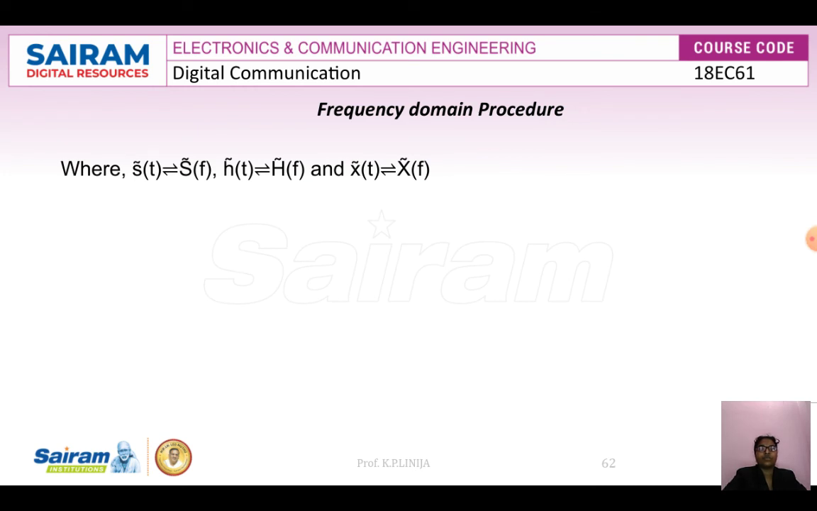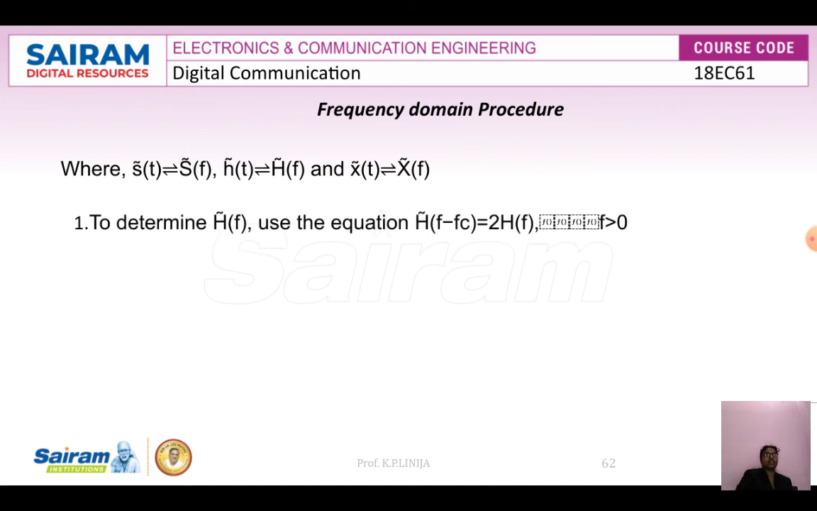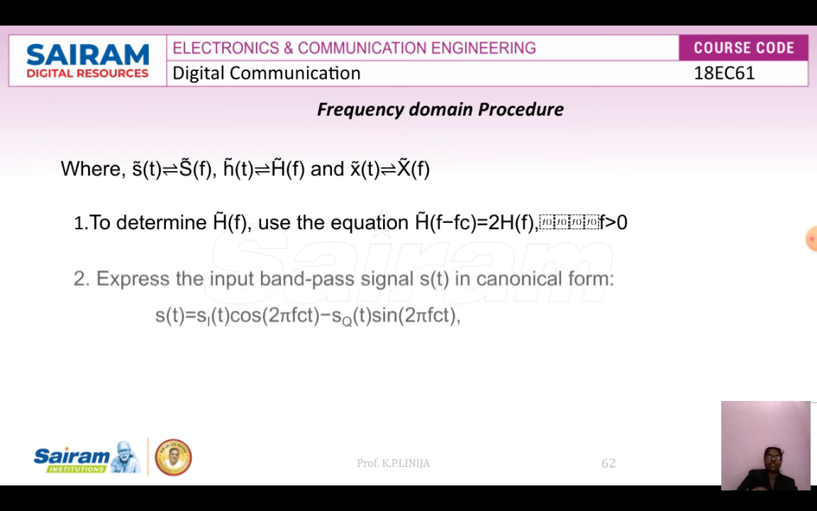As we know s bar of t and s bar of f, as already discussed, assuming that h of f is known, the frequency domain procedure can be summarized in this way. That means to determine h bar of f, we can use the equation h bar of f minus fc is equal to 2 into h of f for f greater than 0.